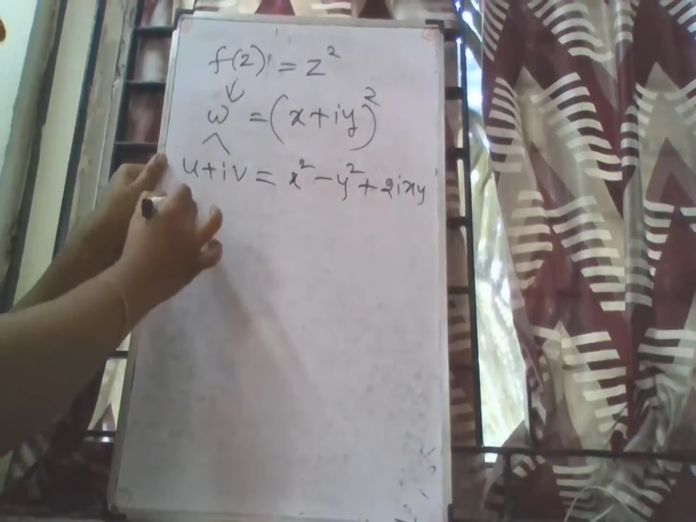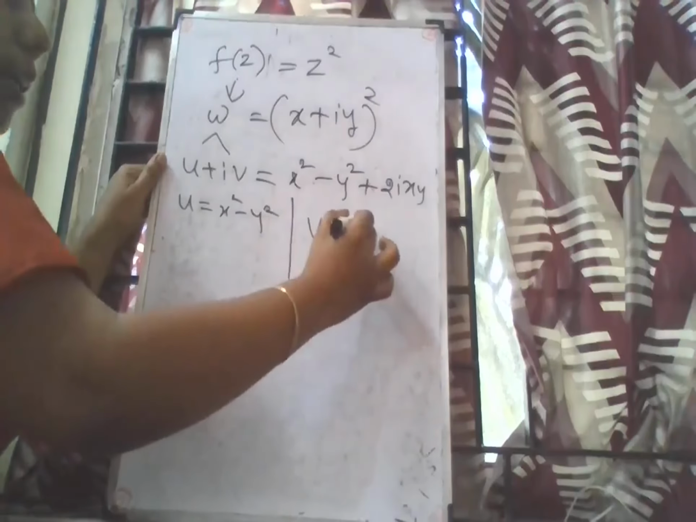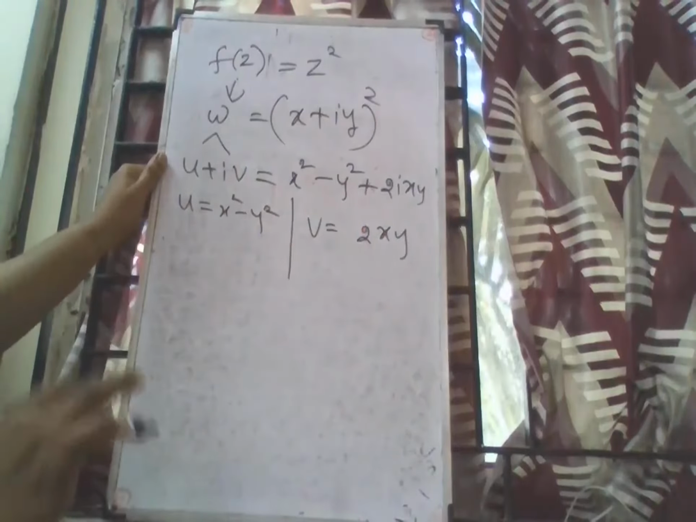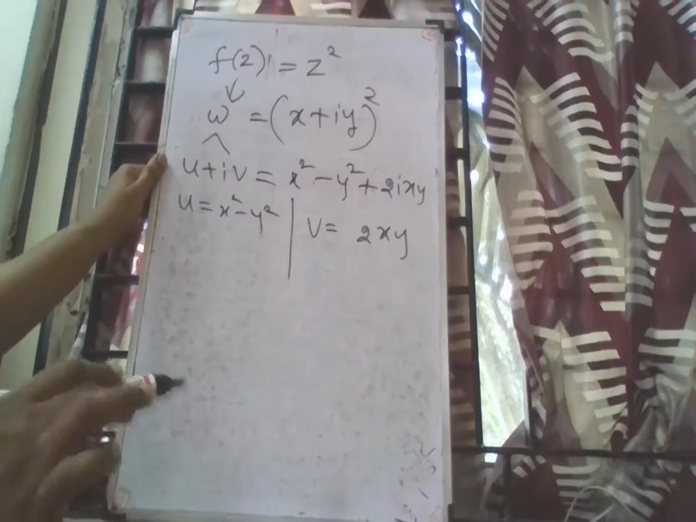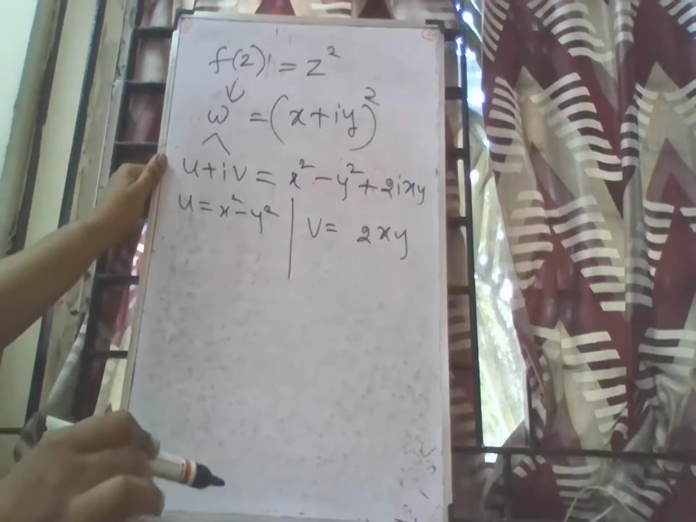Now, can you tell me what is u here? x square minus y square. What do you mean by v here? v here is 2 into x into y, isn't it? Yes, u is x square minus y square here. What is the value of v here? 2 into xy. Yes. They ask whether the function f of z is analytic or not.